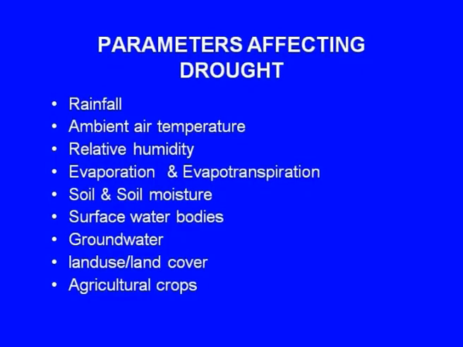So, let us look at what are the parameters which affect drought. These are rainfall, ambient air temperature, relative humidity, evaporation and evapotranspiration, soil and soil moisture, surface water bodies, groundwater, land use, land cover and agricultural crops.